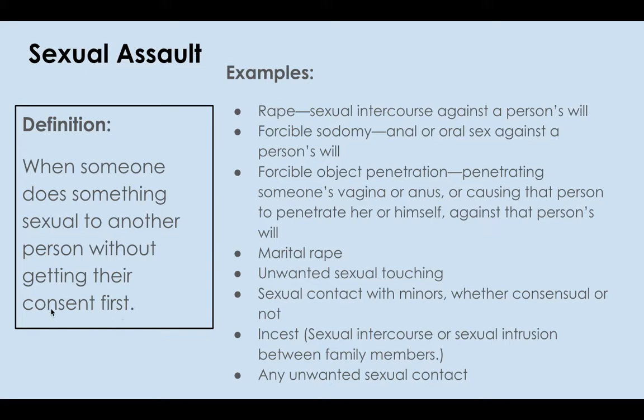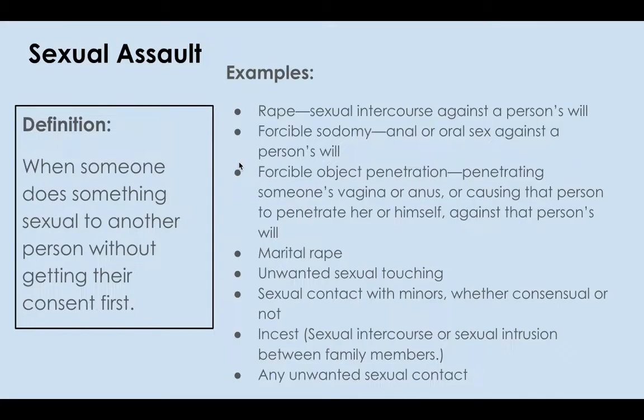Our next lesson is going to be all about what consent is, what it looks like, and why it's so important. But first, let's go over some examples of what sexual assault can look like so that you're aware. It can be rape. Now, that's something that we've heard before, which is sexual intercourse against a person's will. So that's when somebody has sex with you and you do not want that. Forced sodomy could be anal or oral sex against a person's will.